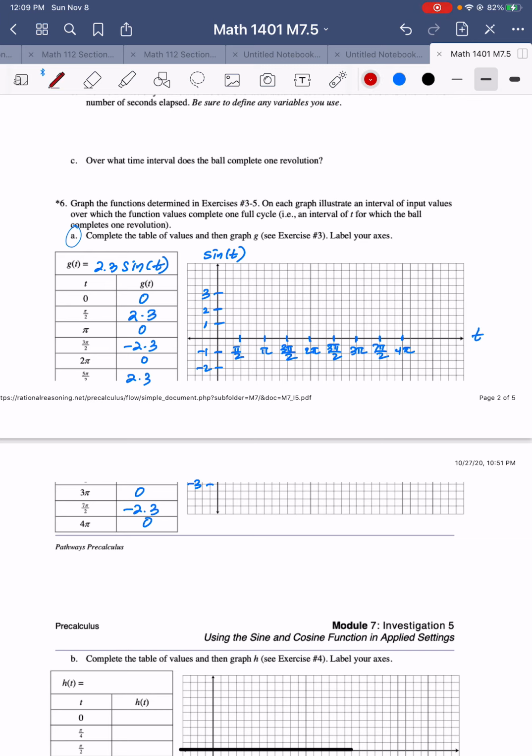So 0 at 0, pi over 2 is 2.3, then back to 0, then -2.3, and 0 again. Then go back to 2.3, then 0, -2.3, and 0 again. Now make a nice curve. Don't make sharp turns; make it nicely curvy.